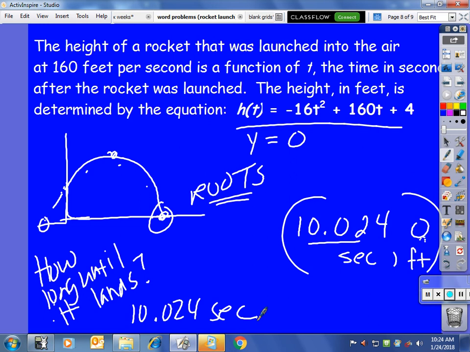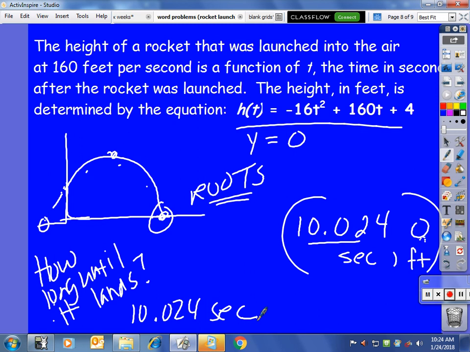And yes, that's also going to help me with my domain. The domain of this thing is not all real numbers. It does not go on forever. This real life problem is only occurring in the first quadrant. What's the lowest time value that makes sense in this problem? 0. That's before we launch the rocket. We don't start counting time until the rocket is launched.